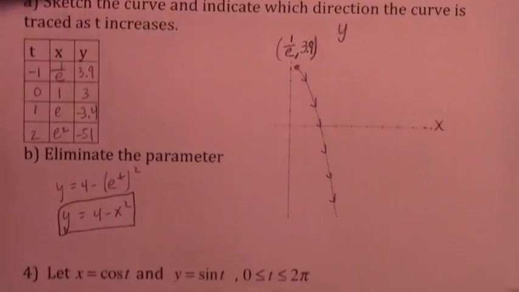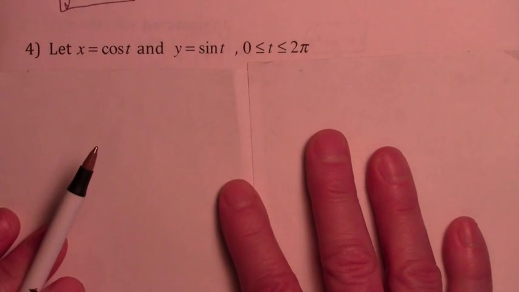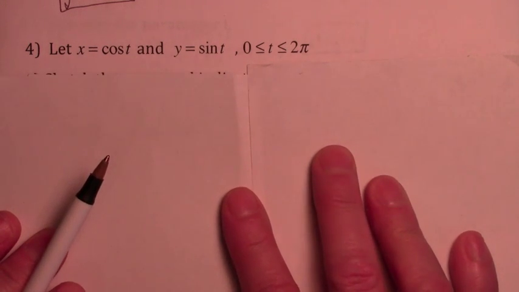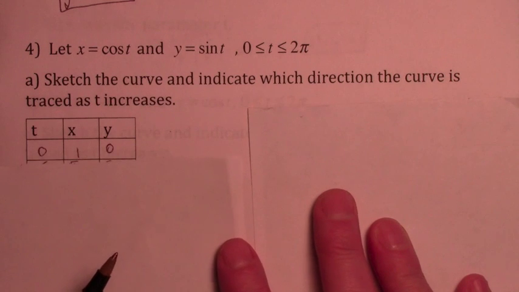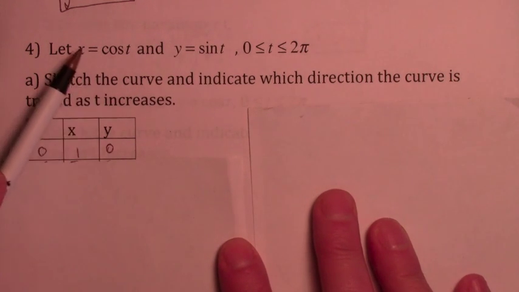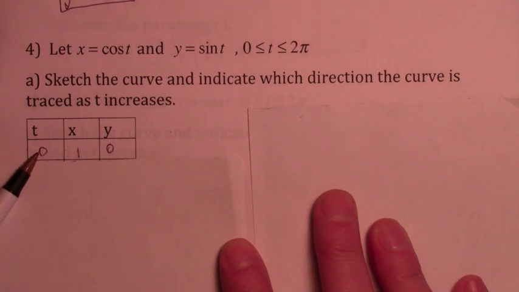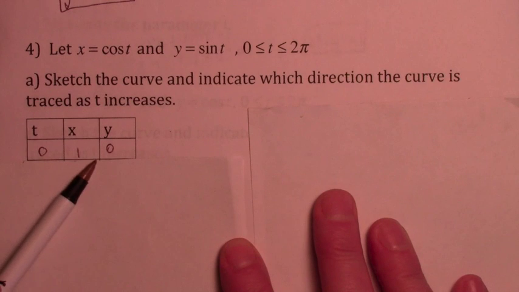How about this one? x equals cosine t, y equals sine t. You've actually seen this before in your pre-calculus course for t between 0 and 2 pi. And so if you want to sketch the curve, remember you're picking some values of t, and you plug them in for x and y. When t equals 0, we're in radians here, by the way. Cosine of 0 is 1, sine of 0 is 0, so you get the point (1, 0).